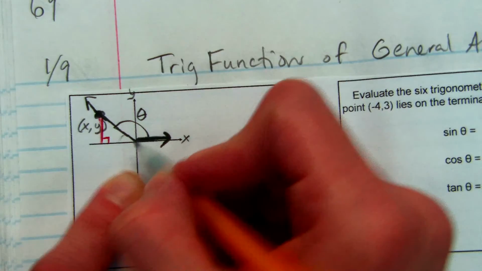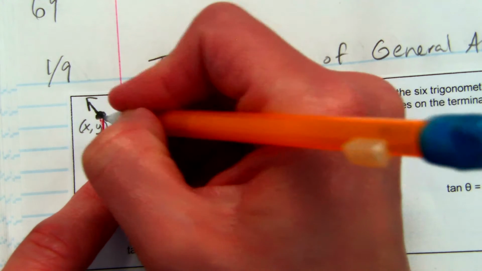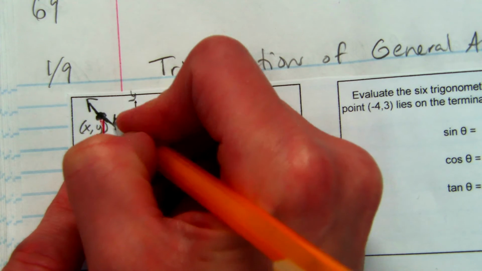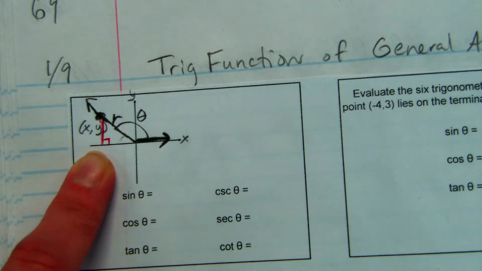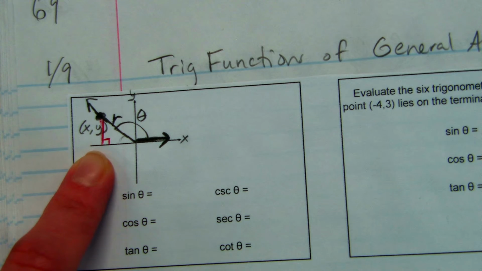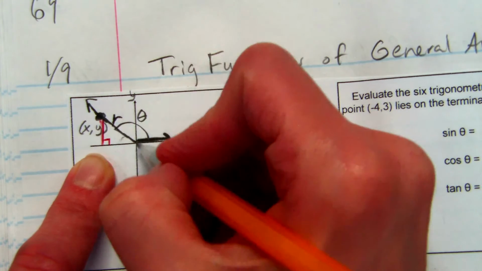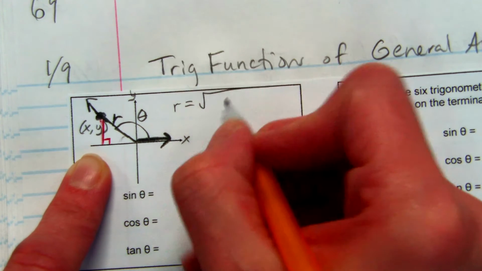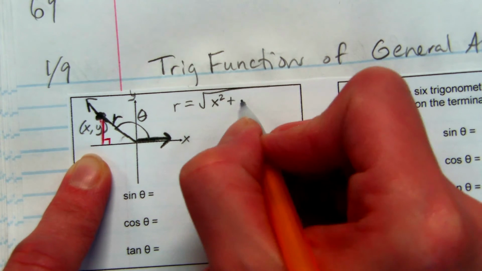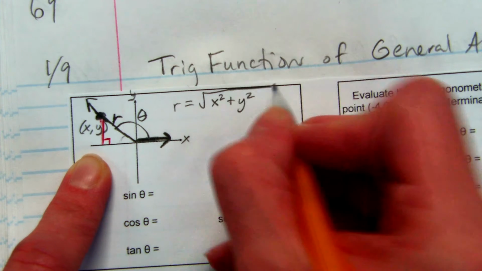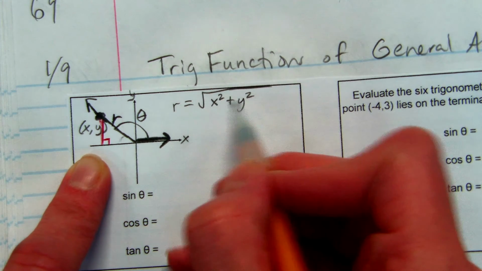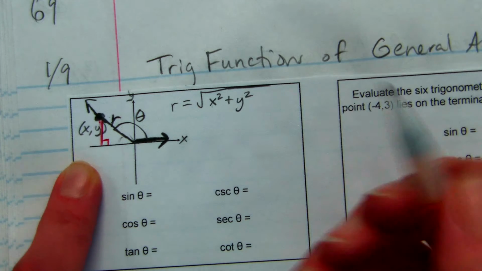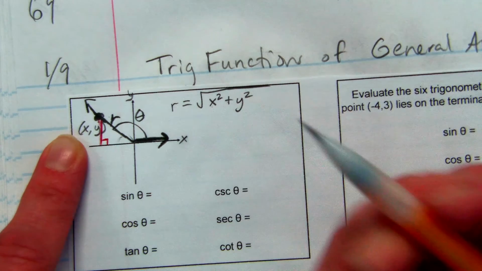But basically, this hypotenuse right here, we're going to call r, and that's going to stand for radius of a circle that we're going to talk about in the next lesson. And we can find that length using the Pythagorean theorem. So it's going to be the square root of the x-coordinate squared plus the y-coordinate squared. If you use the distance formula or the Pythagorean theorem, either one, that distance comes from that, and that's using this point xy.